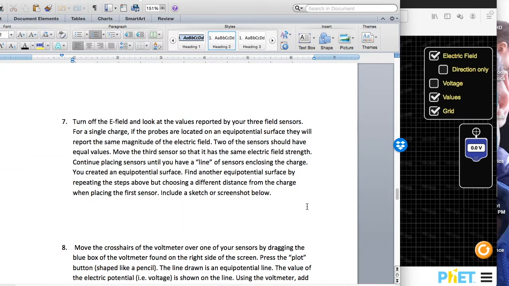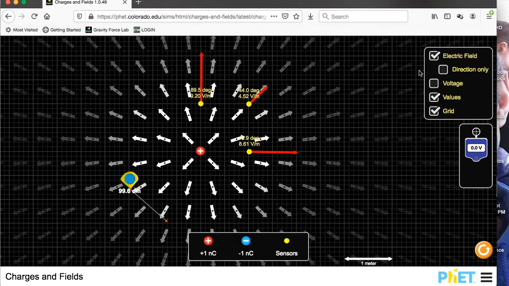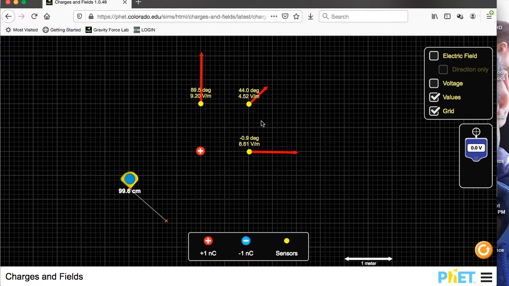Turn off the E-field. Look at the values by the sensors. So turning that off so it's not distracting us, we see this one is 9.2, that one's 8.6. We would expect these to be equal. My guess is that they aren't exactly on the grid lines where they're supposed to be. This one's farther away, so we expect it to be smaller.